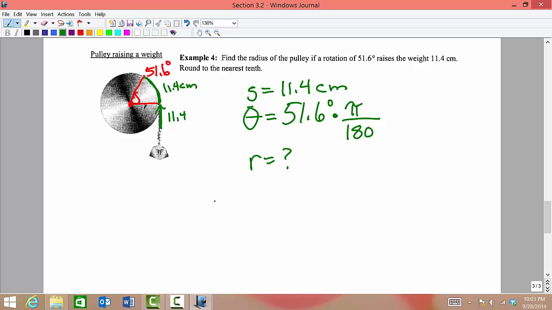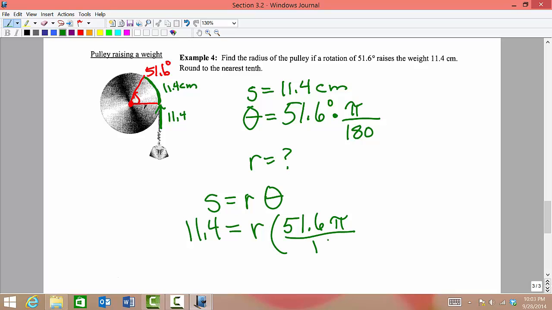So let's plug our information into our formula. S equals r times theta. So our arc length, 11.4 centimeters, is equal to our radius, which we don't know, times our angle theta. And we're going to put this whole thing into our formula for theta. Make sure you do the conversion to radians.